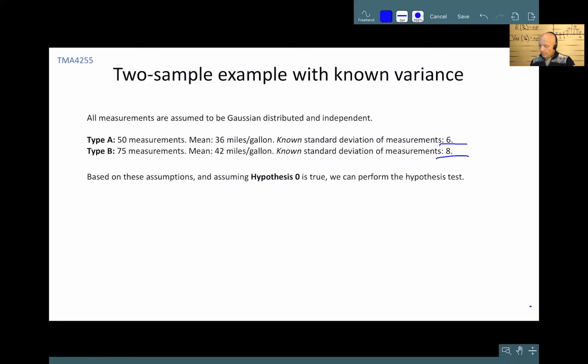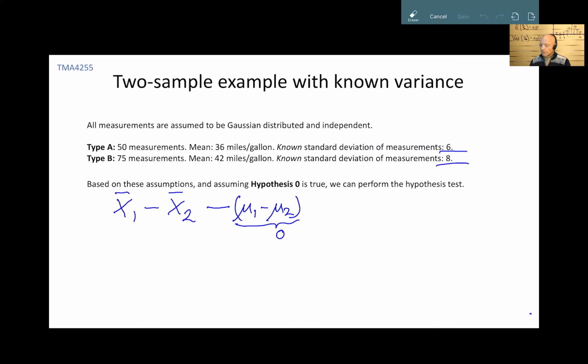So we know here that if we have x bar 1 minus x bar 2, that's the difference between the two observed means. And then we look at the theoretical means, but that was hypothesized to be 0. So if we want to shift this as we usually do in a Gaussian distribution, we subtract here mu1 minus mu2. But under our hypothesis, this is going to be 0. So we can just remove this part. It doesn't really matter.